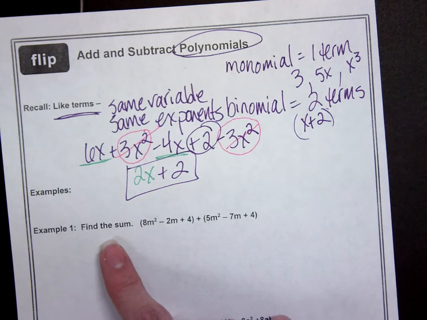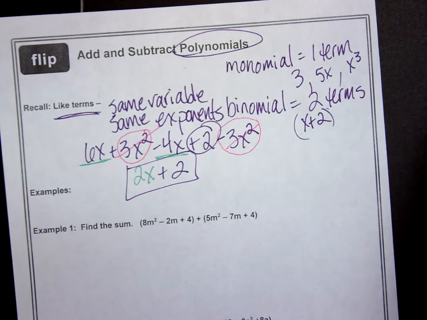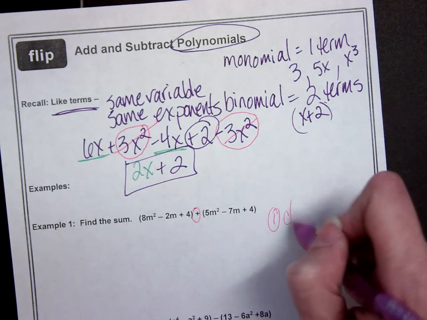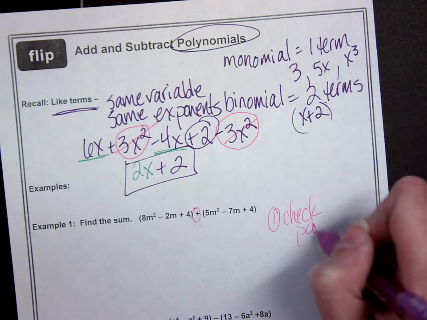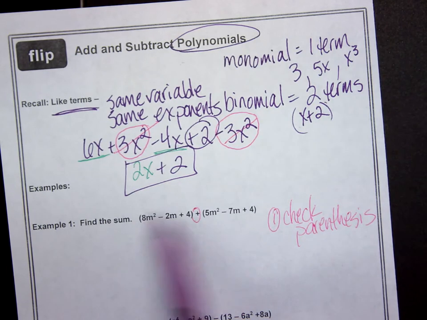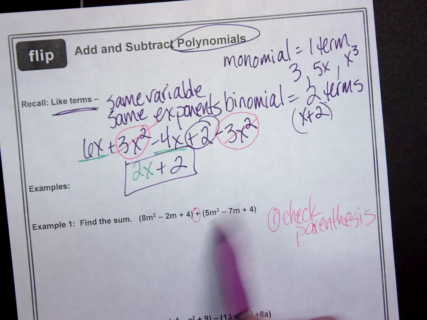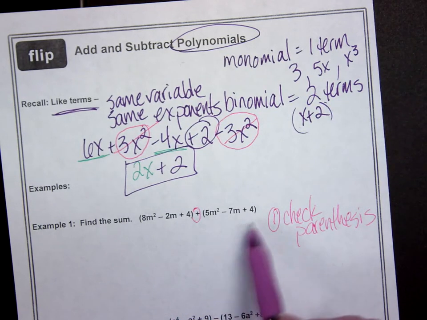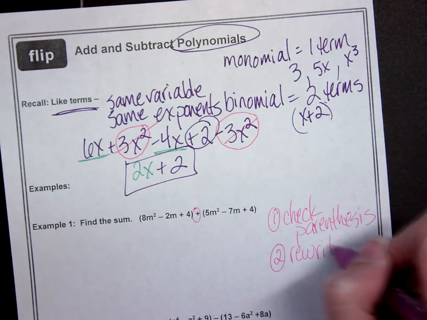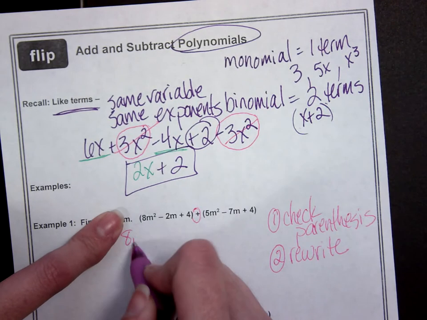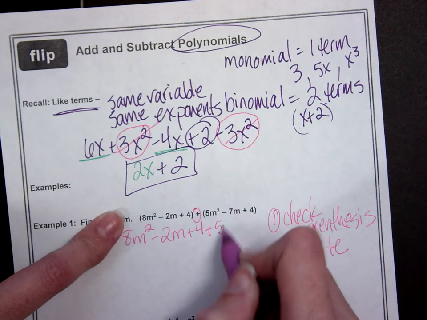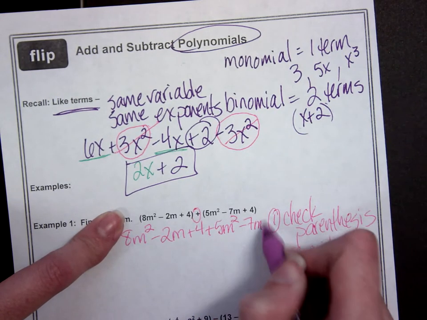So, find the sum. Remember, sum means add, so these are already being added together. The first thing I have to do is check parentheses. So is there any reason to keep these parentheses? Is there a number up front that's being distributed? There's not. So I don't even need them. I'm going to rewrite. Okay? So step 2 is rewrite. So I'm going to rewrite 8m squared minus 2m plus 4 plus 5m squared minus 7m plus 4.